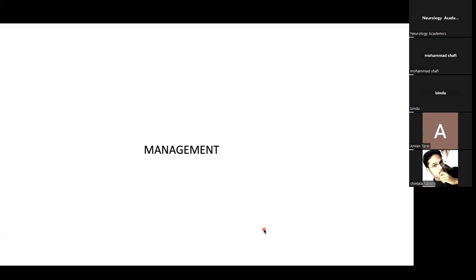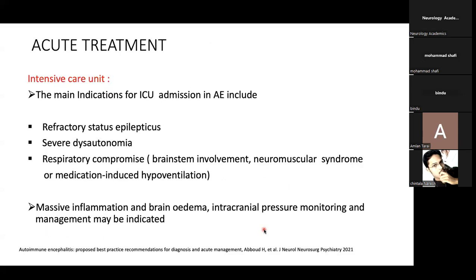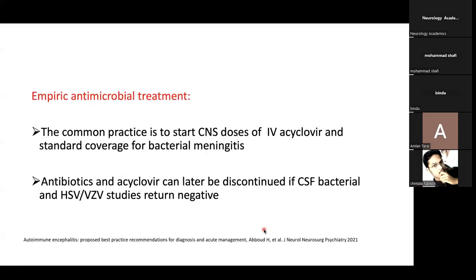Now come to the management part. In acute management, the main indications for ICU admission in autoimmune encephalitis include refractory status epilepticus, severe dysautonomia, and respiratory compromise, that is brainstem involvement, neuromuscular syndrome, or medicine-induced hypoventilation. If there is massive inflammation or brain edema, intracranial pressure monitoring and management may be indicated.